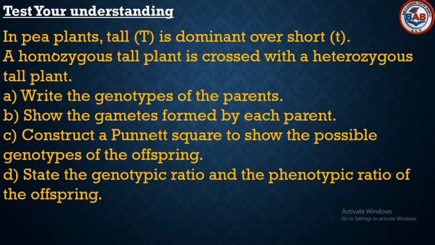In this question, there is the use of a Punnett square, which is also okay. A Punnett square means that after the formation of gametes, the mating takes place using a Punnett square.